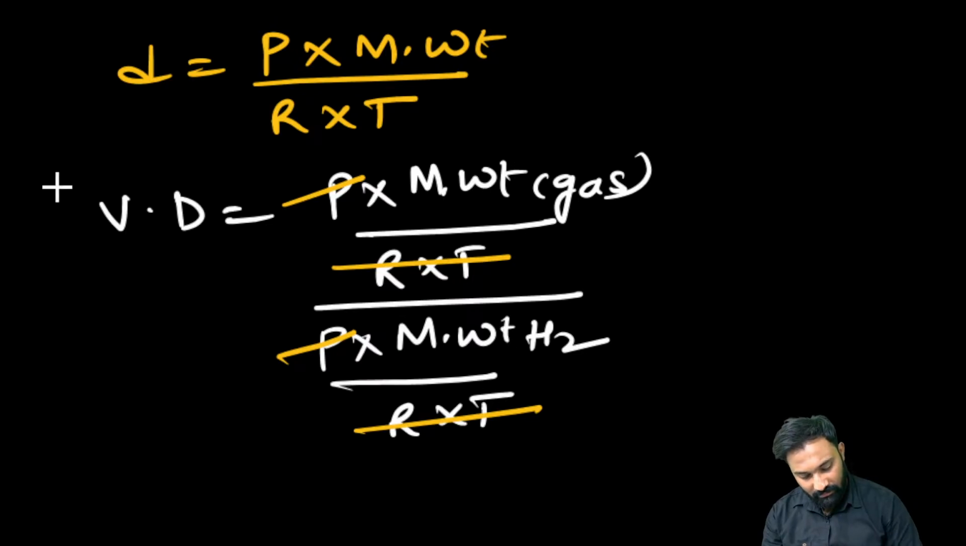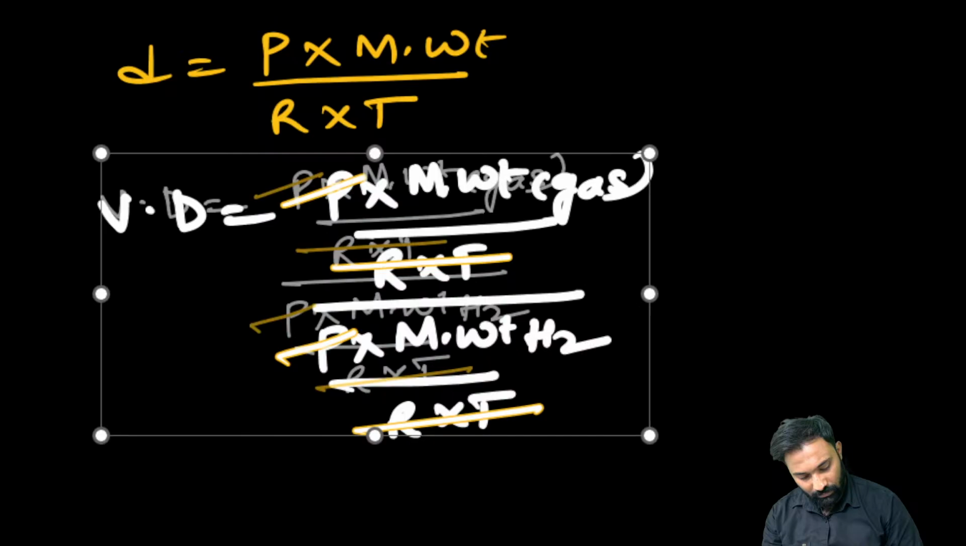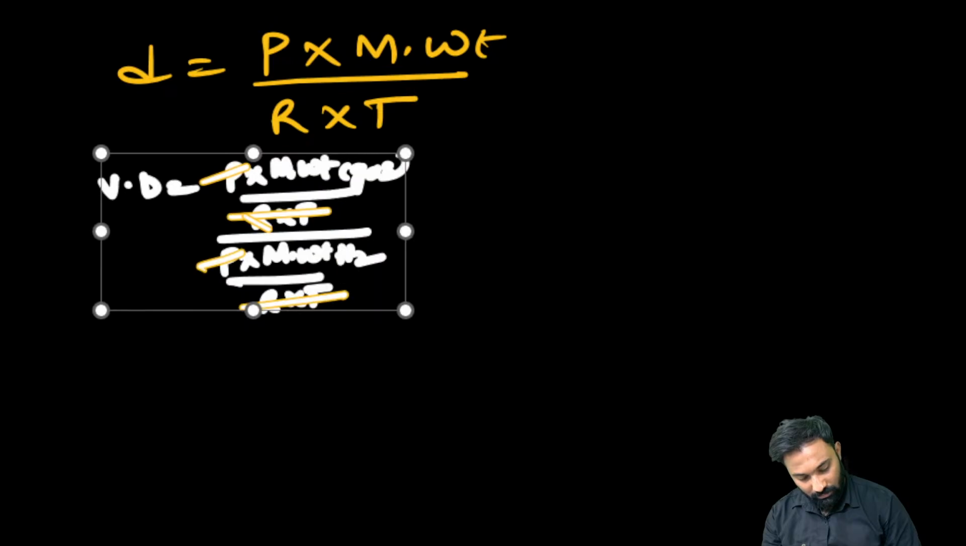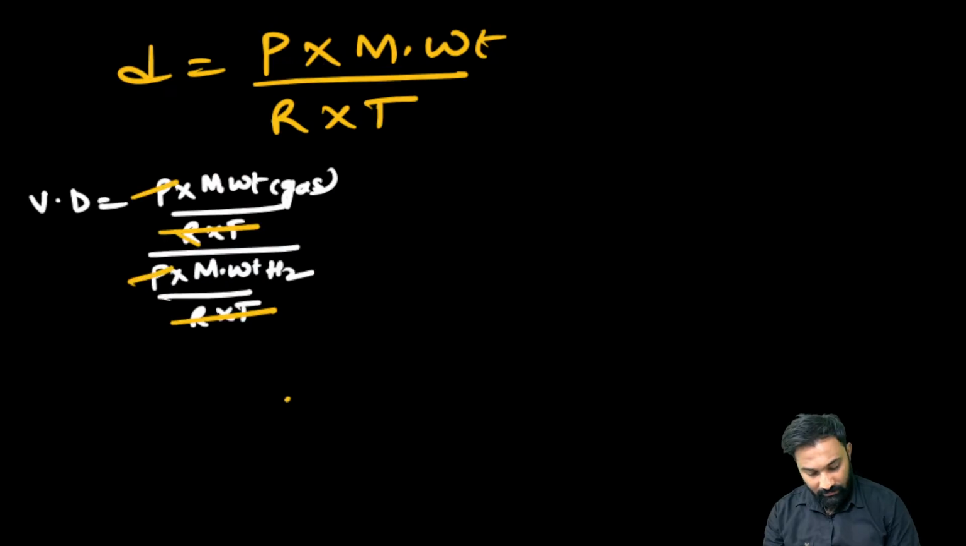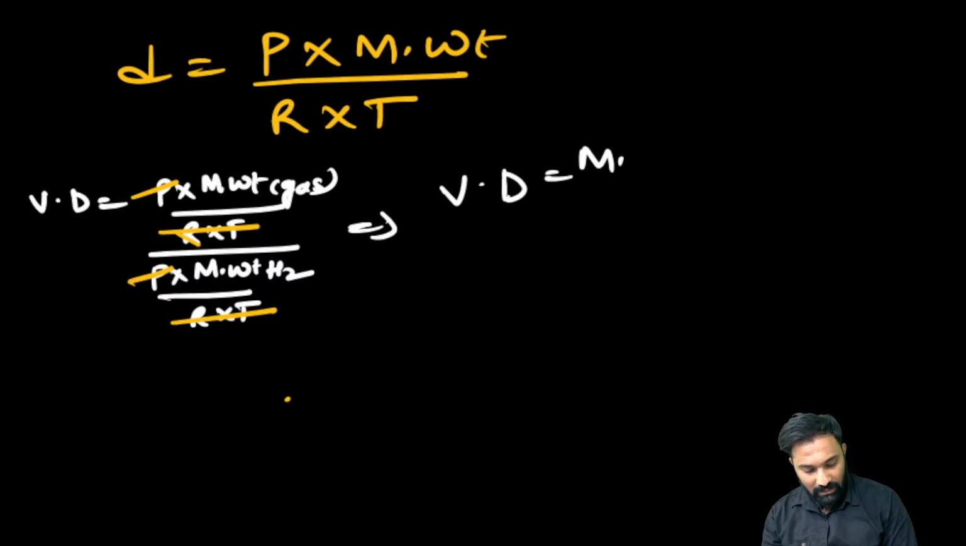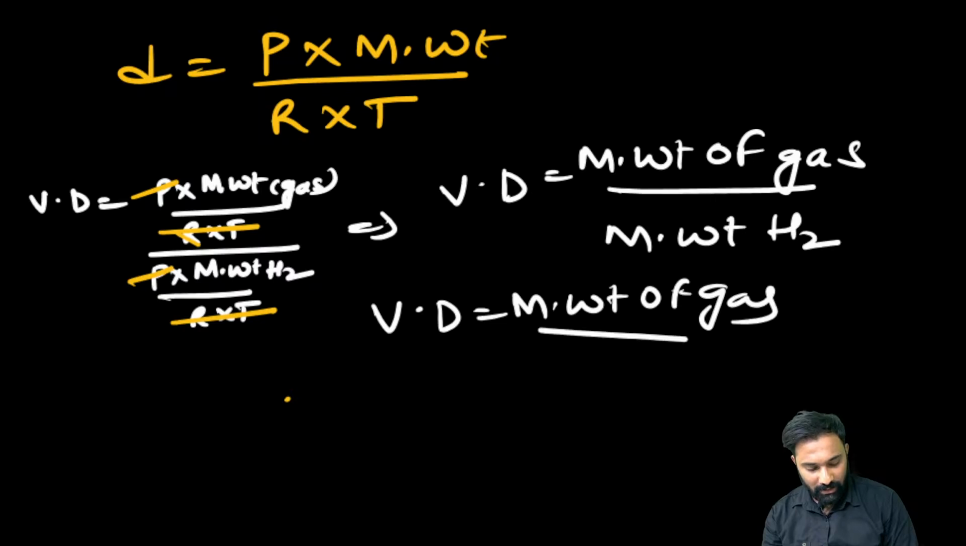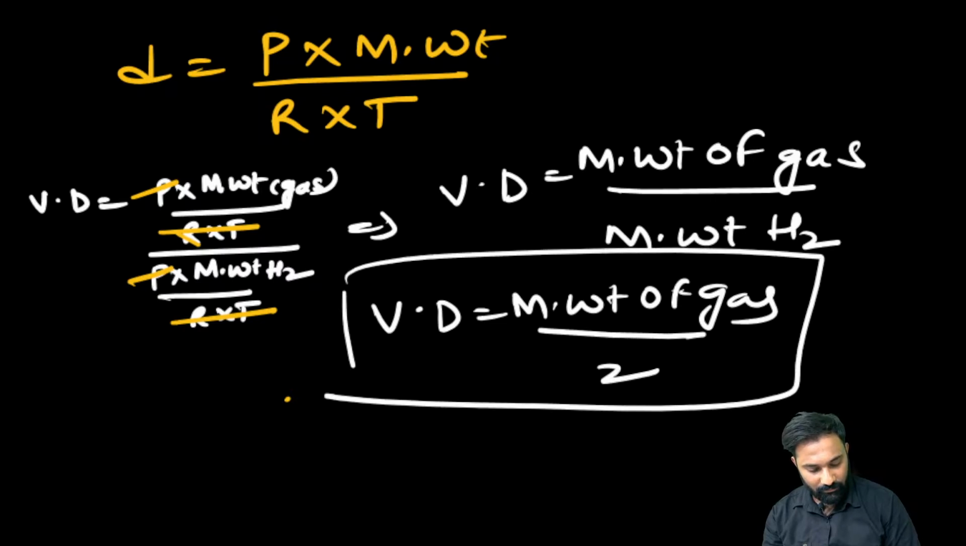Then vapor density will be equal to molecular weight of gas by molecular weight of H2. Molecular weight of H2 is 2, right? So vapor density is equal to molecular weight of gas by 2. This is the vapor density formula. This you have to remember.